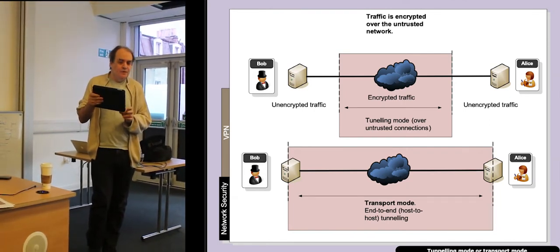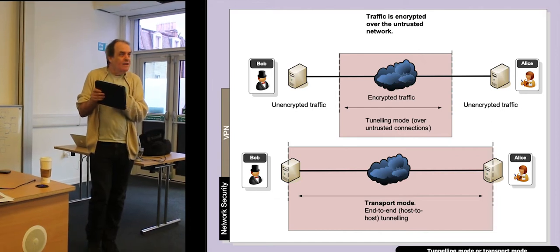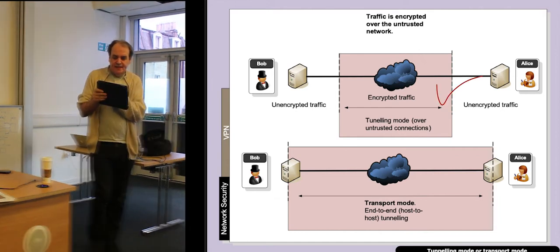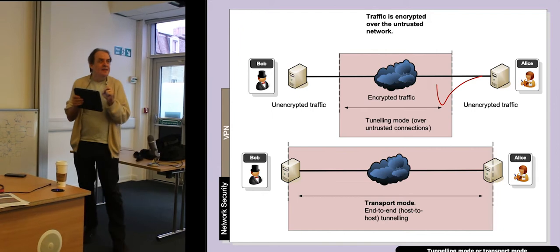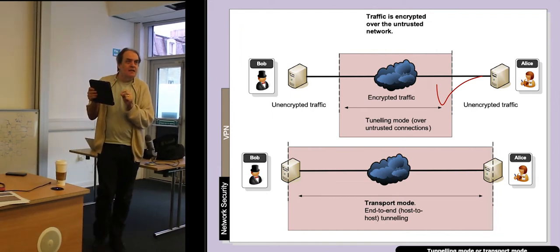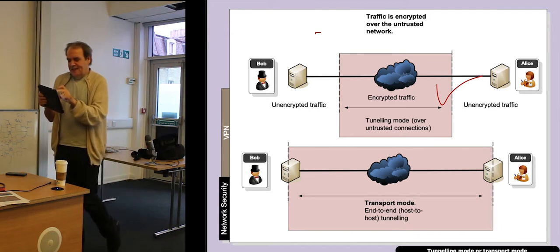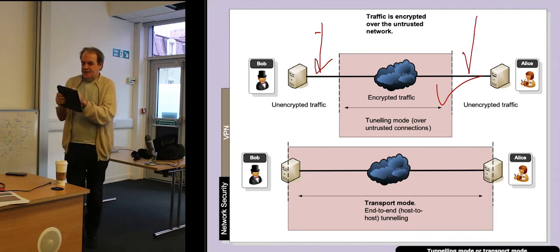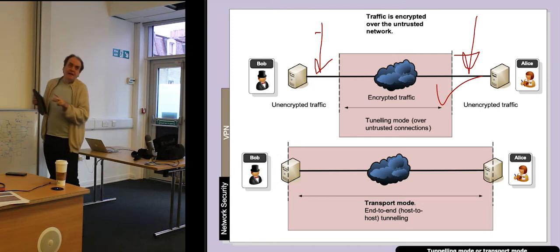Tunneling mode or transport mode? Tunneling. So why is that the case? Because they can add some filters in the middle. Not in the middle, but here. So they can make sure they can look at the traffic here and here, if it's email.